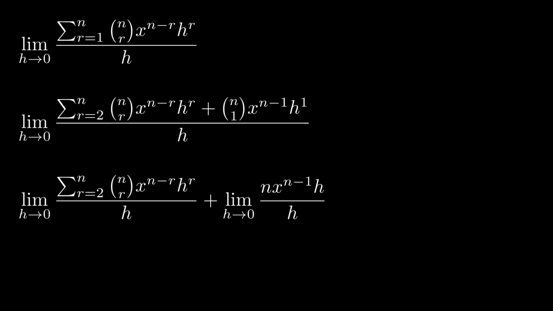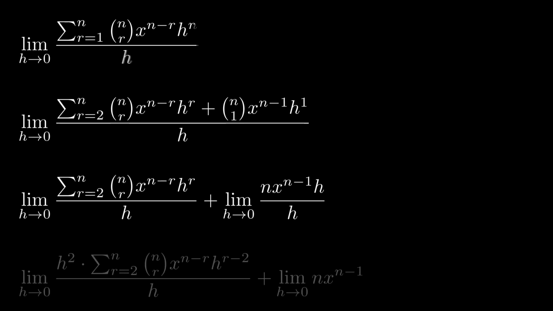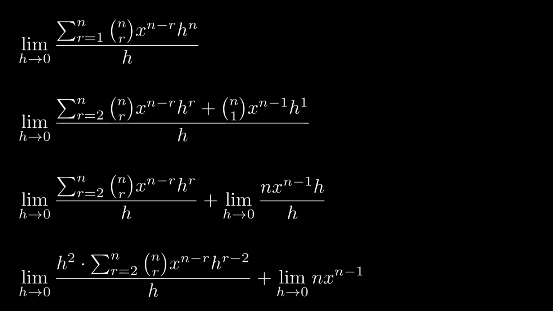Now the h's obviously cancel out, and the limit as h goes to 0 of the expression on the right just goes to n times x to the n minus 1, since there are no h's on the right anymore after these two cancel. So now if we look on the left, we can factor an h squared from this whole summation, and we can do this because inside we're going to get h to the r minus 2, where r goes from 2 to n, so this could be h to the 0, but it can't be h to a negative value.